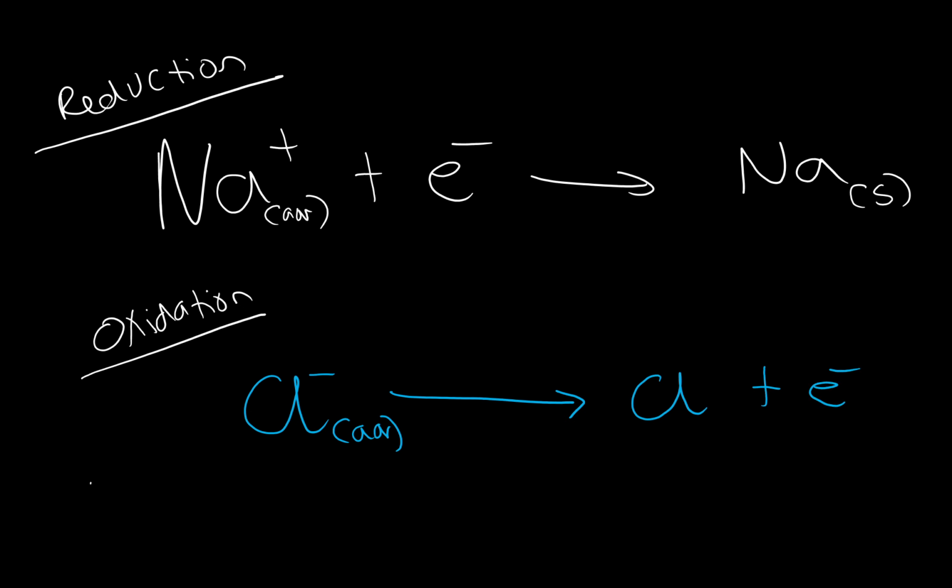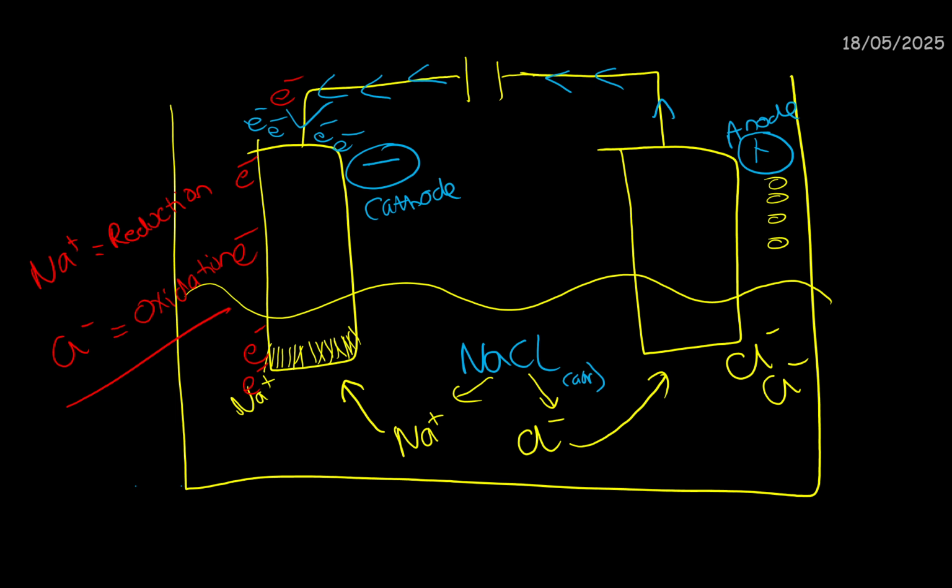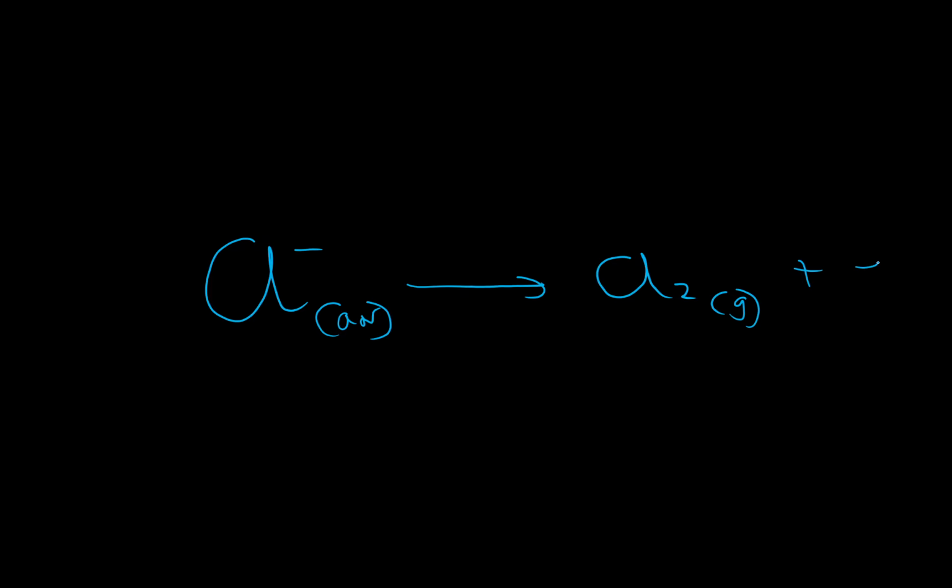Is Cl a solid? It's a gas. Now chlorine is in group 7. And what do you know about group 7? Everything is Cl2, everything's diatomic. So look, it's going to be Cl- aqueous going to Cl2 gas plus e-.